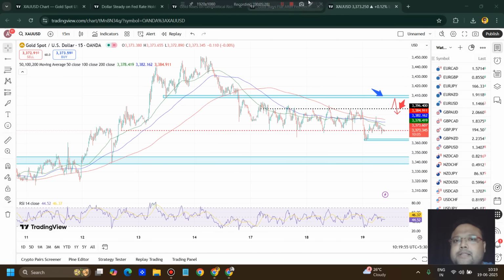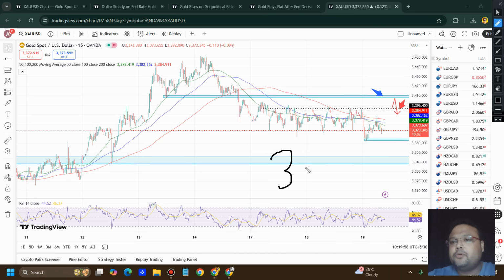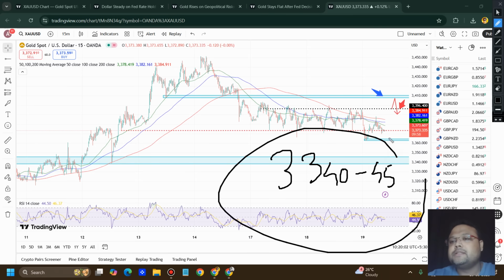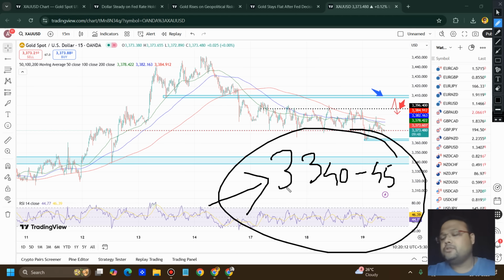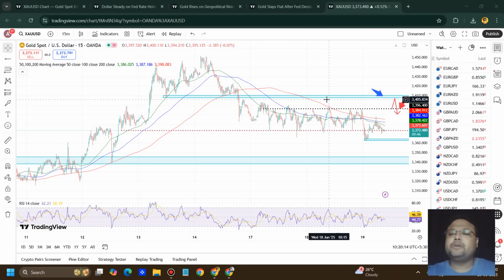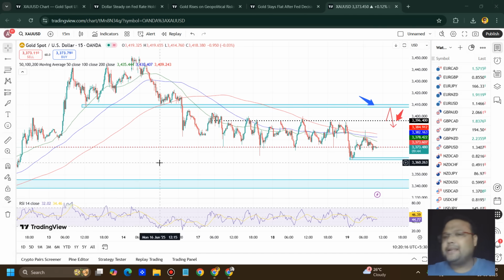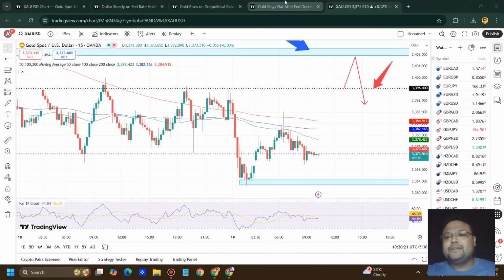And as we have already discussed in a previous video, the support of 3340, 3345 is still very much valid in the market. If a breakdown comes, then we can look for a bounce around the 4045 area. How much can you expect? It's a good level. At least we can expect 80 to 100 pips. But keep your eyes around this area.